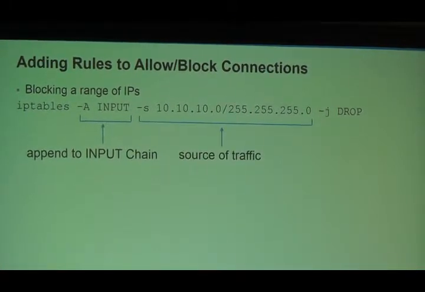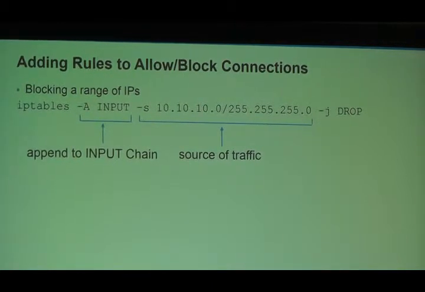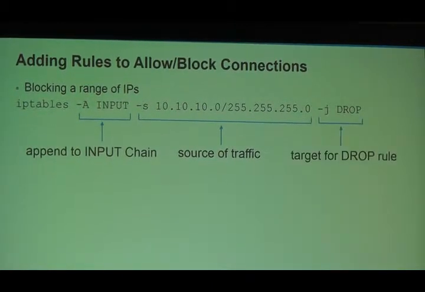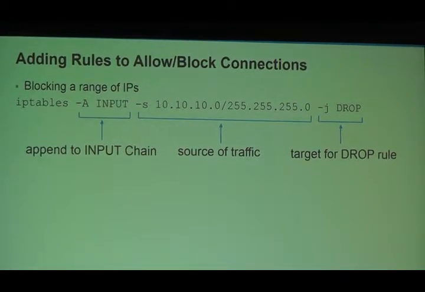You'll specify the source of your traffic, which in this case will be a range of IPs. And then you'll just target that traffic for DROP. So in this case, you will drop all the connections that those IPs are trying to make to your target.